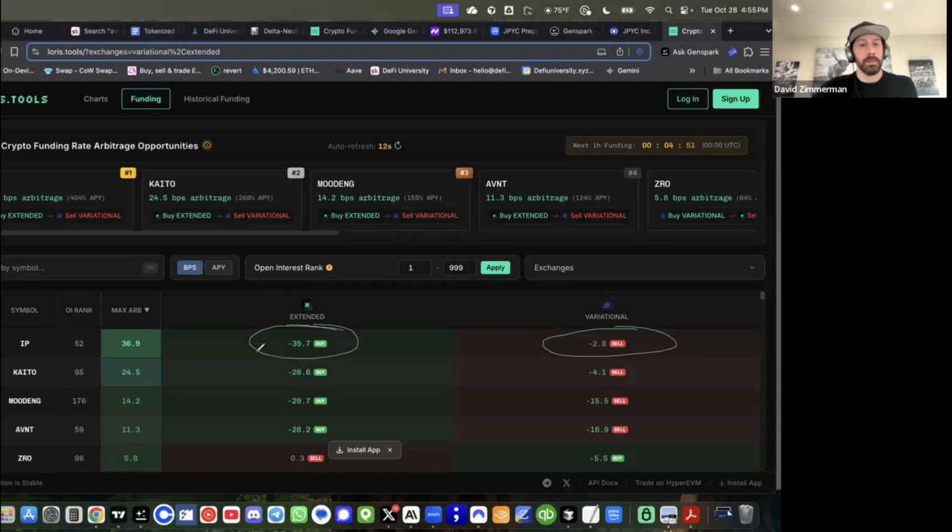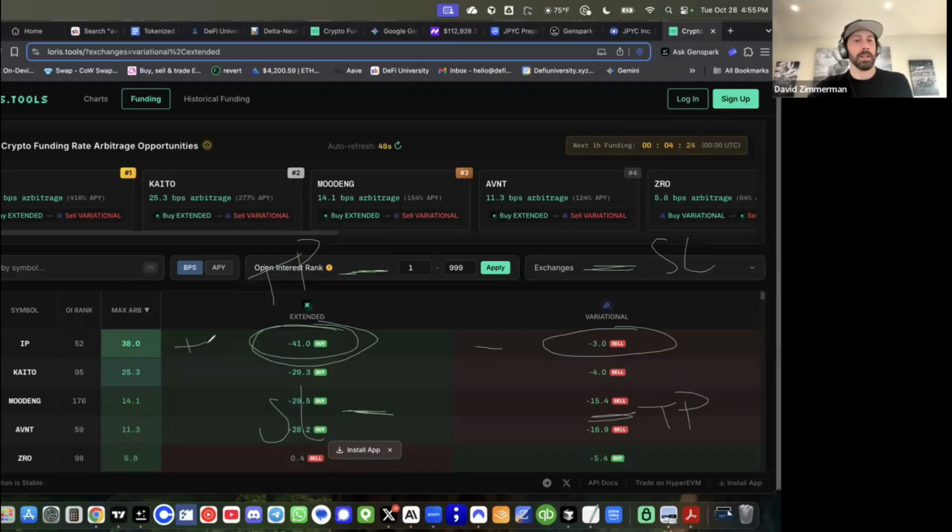So if I'm long IP on Extended and I set my take profit, let me just put a range here. So this is going to be my TP, and down here, this is going to be my stop. And over here on Variational, it would be exactly the opposite. So my TP would be down here and my stop would be up here. So I'm short on Variational and I'm long on Extended.